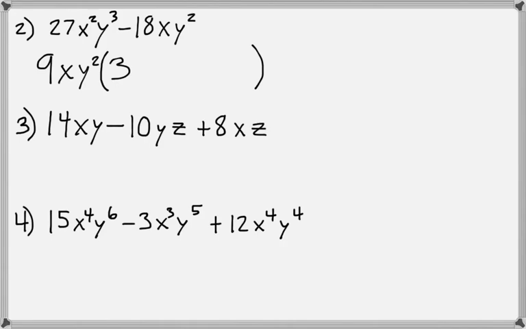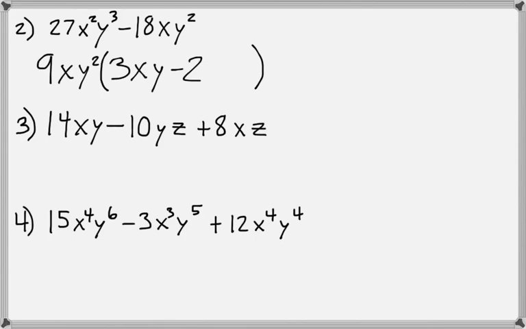With the x's, I have 2 x's here. I'm taking out 1, so that leaves 1 left over. With the y's, I have 3 of them. I'm taking out 2 of them, so that leaves 1 left over. So that's all that's left over in the first term. Now for the second term, negative 18 divided by 9 is minus 2.